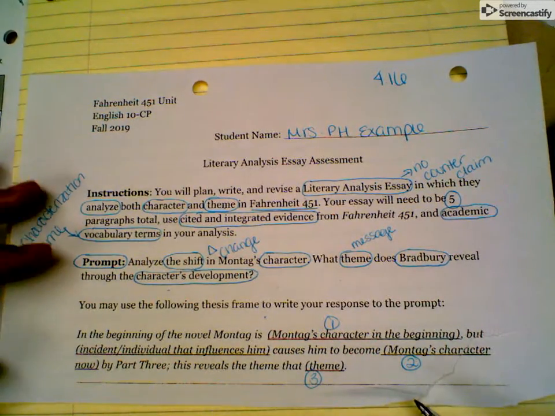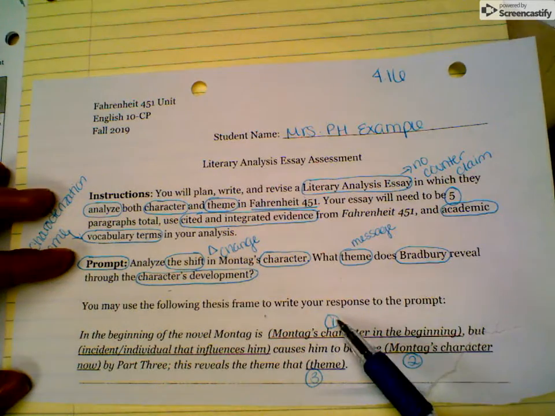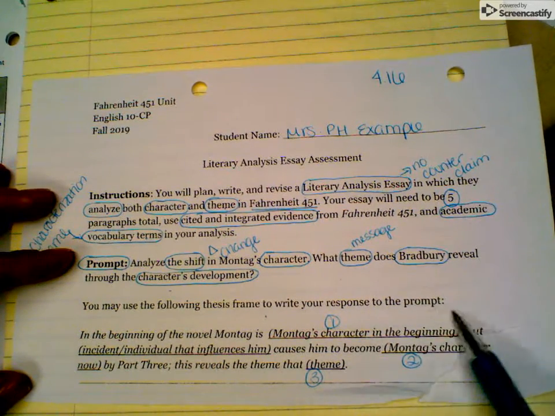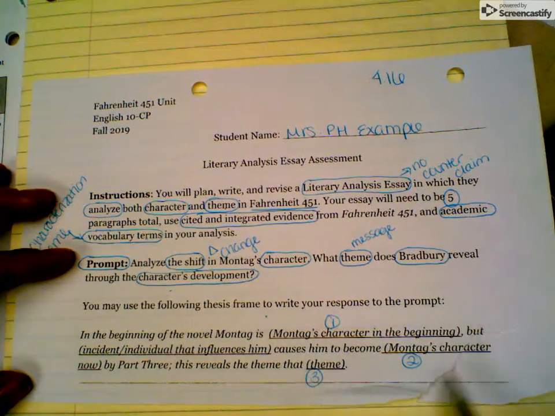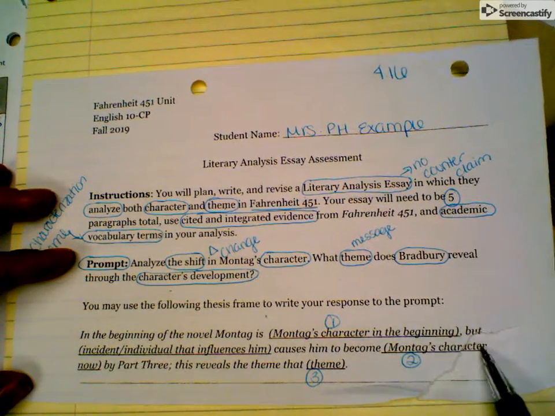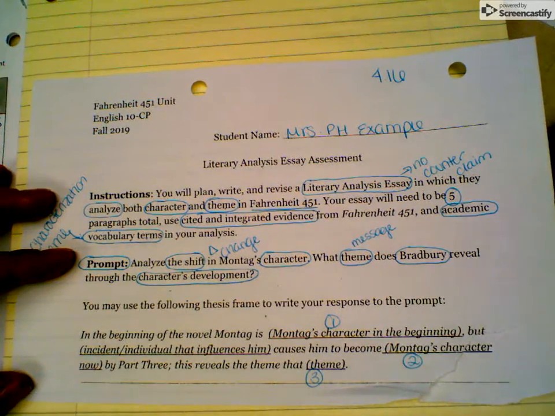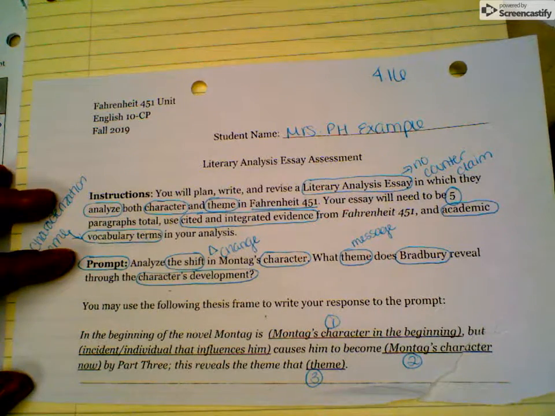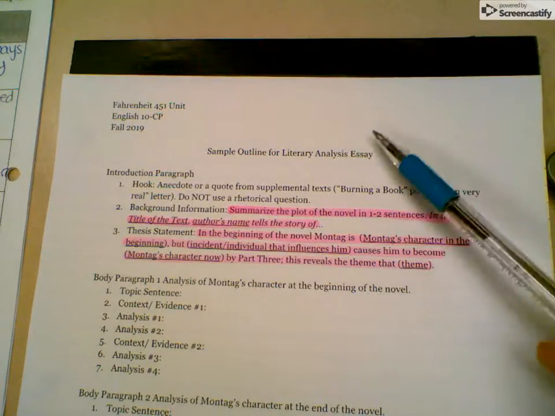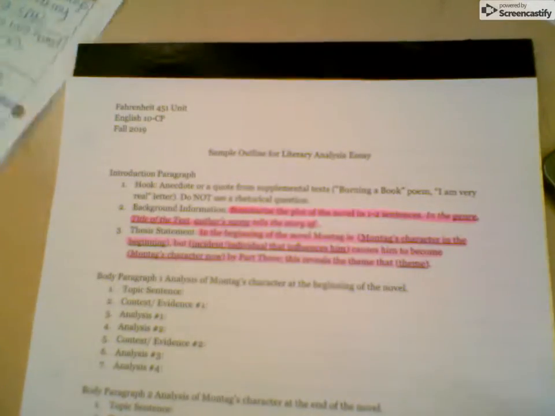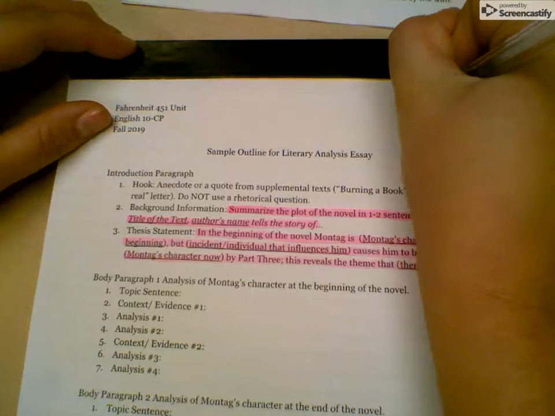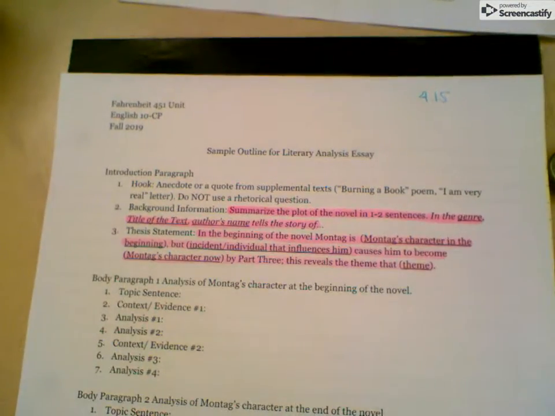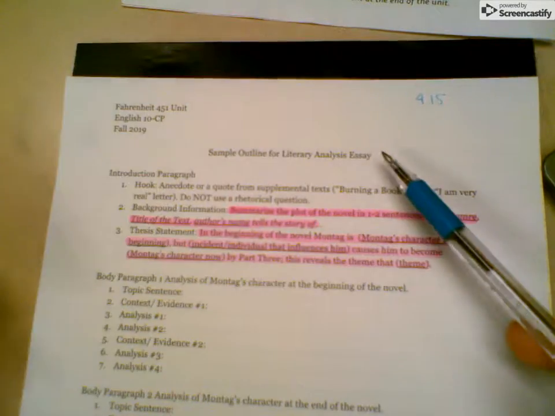So this is a very complicated and complex thesis statement, and I know that my first body paragraph is going to be about Montag's character at the beginning of the novel. My second body paragraph is going to be about Montag's character at the end of the novel. And my third body paragraph will be about the overall theme of Fahrenheit 451. So I have a printed copy of the sample outline that will be on Google Classroom. This is going to be 4.15. You're welcome to print this out ahead of time, but otherwise you're just going to be looking at this on Google Classroom and writing your own outline on a separate sheet of binder paper.